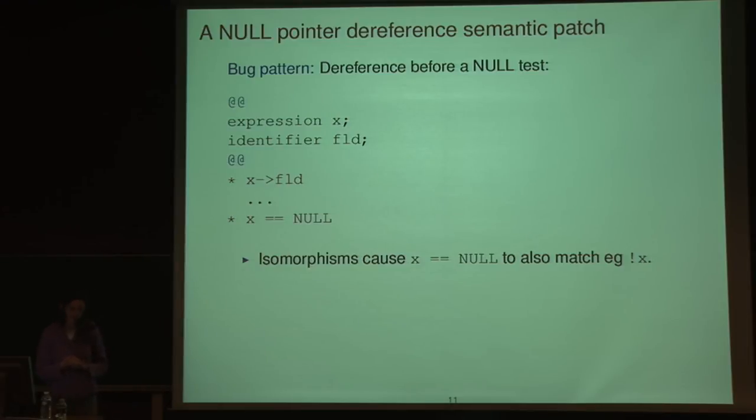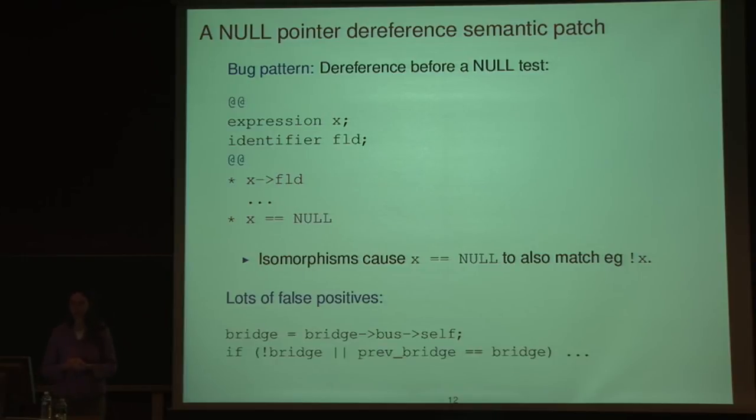Okay, so if we take this and we apply it to the entire Linux kernel, we get a lot of reports. I think there's 300 and some of them. But if we start studying them, we find out that a lot of them are actually not bugs. So here's an example.